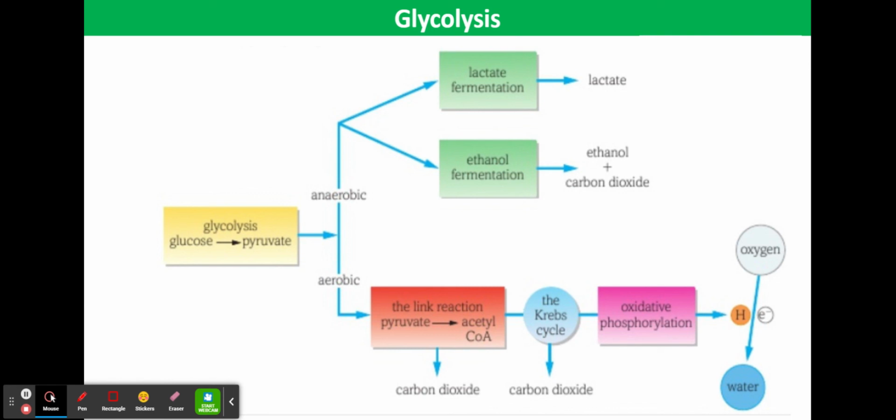In the absence of oxygen, i.e. in anaerobic conditions, pyruvate is converted in the cytoplasm to lactate or ethanol. In the process, the reduced NAD molecules are reoxidized so that glycolysis can continue to run, generating 2 molecules of ATP for every glucose molecule metabolized.